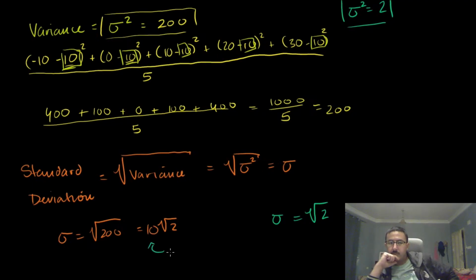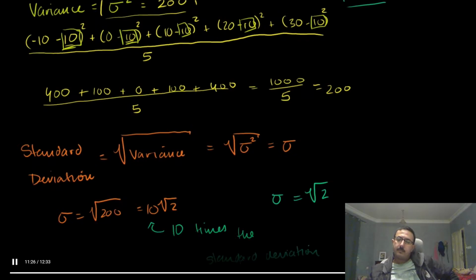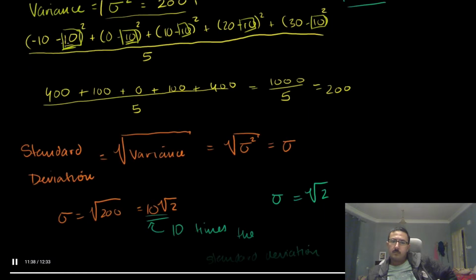So this is 10 times the standard deviation. And this, hopefully, will make a little bit more sense. Let's think about it. This has 10 times more standard deviation than this. And let's remember how we calculated variance: we took each data point, how far it is away from the mean, squared that, and took the average of them. That makes sense intuitively, right?